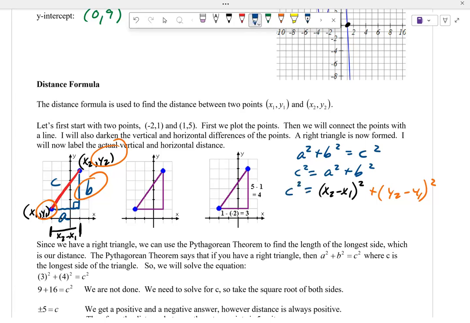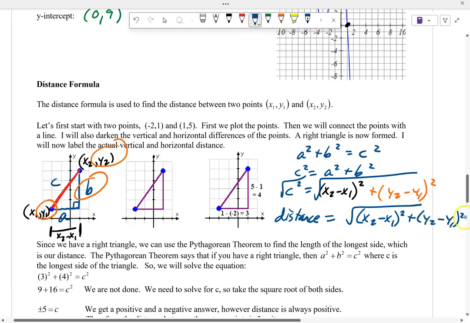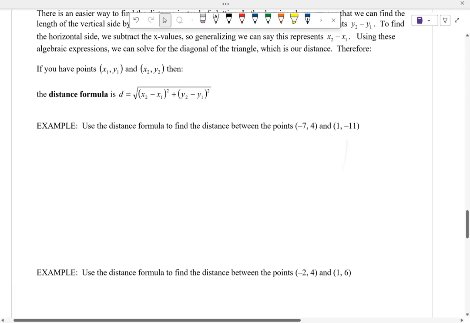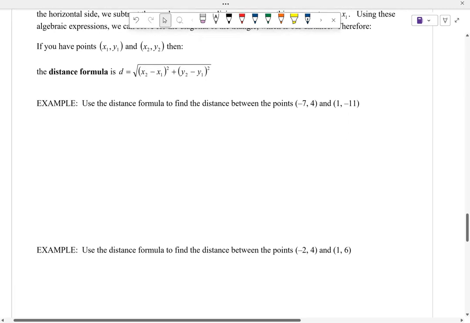And if we're solving for c, that red distance, then I'm going to square root both sides. So that's the distance formula. The distance formula, which is that length c, is the square root of x2 minus x1 quantity squared plus y2 minus y1 quantity squared. So that comes from the old Pythagorean theorem. Okay, just FYI on that. Let's go ahead and use that.